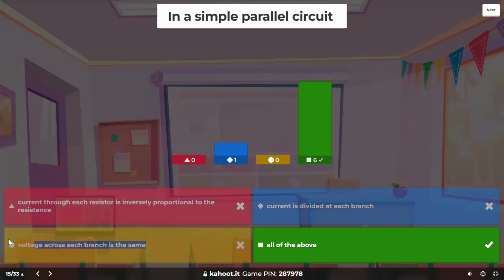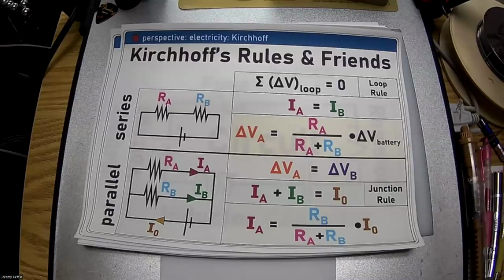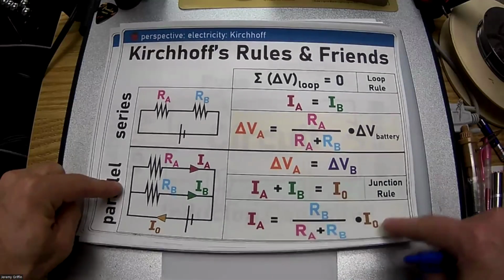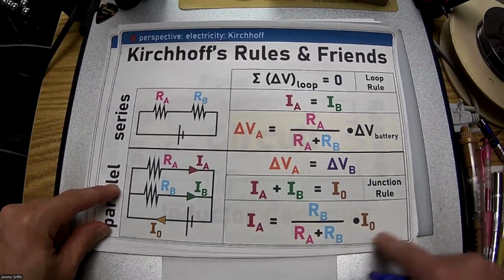So yes, voltage is the same across each one. That was the previous question, we just did that one. Yeah, the current divides. And now the red one, I want to point this one out on the poster. Why is it that the current flow is inversely proportional to the resistance for parallel? That is this row right here, the very last row on this page of the poster.